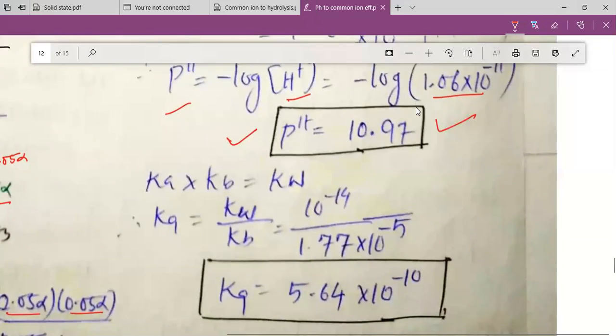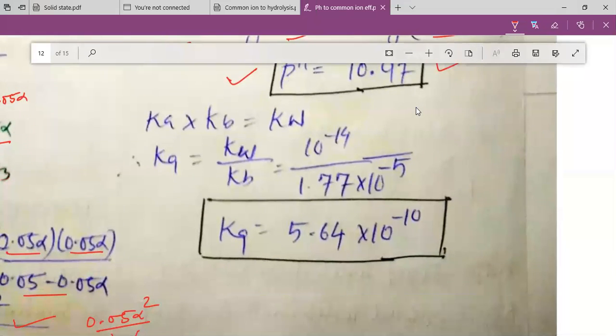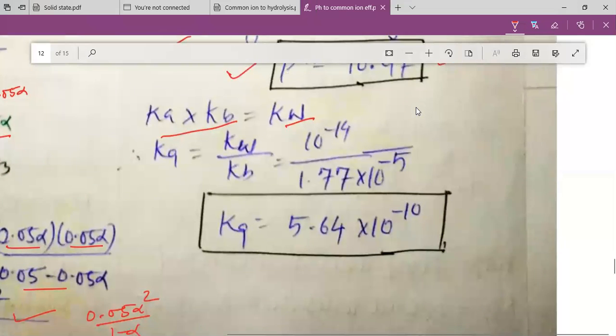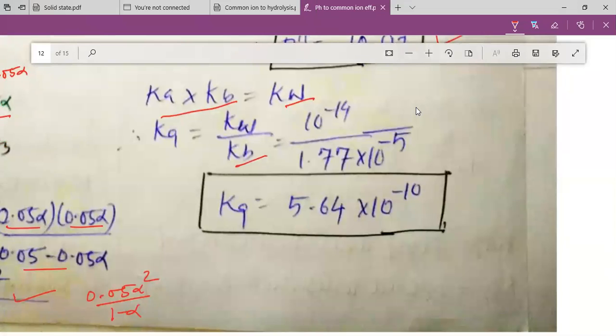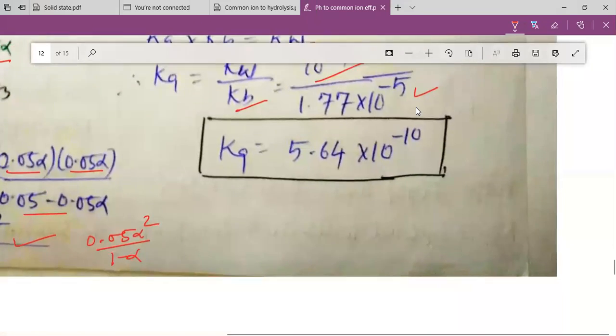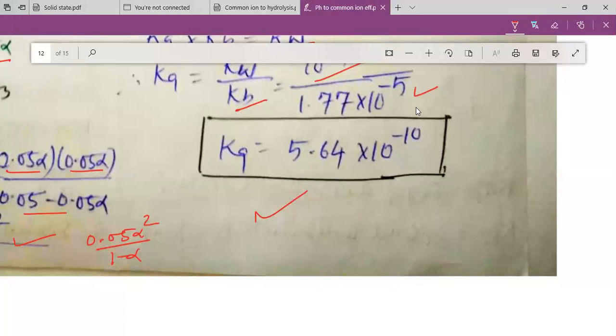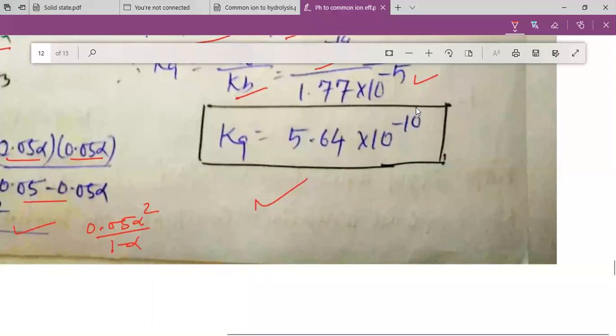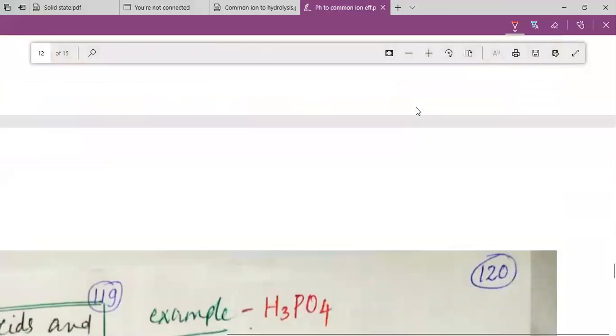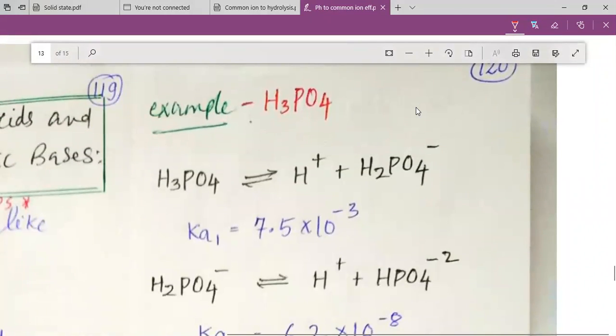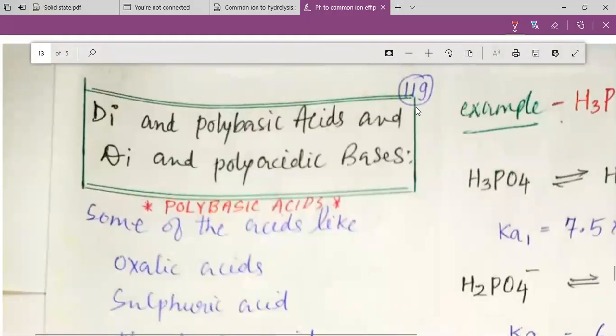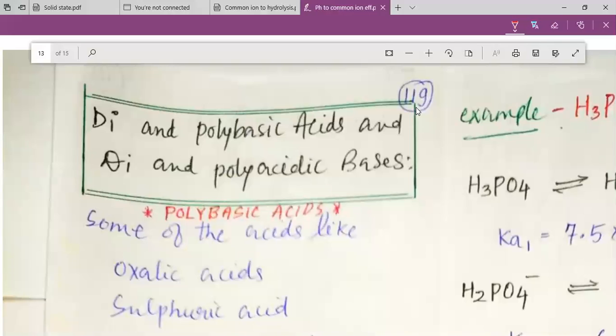So this is how, my dear student, we understand the value of pH. We are well aware that Ka multiplied by Kb is equal to Kw, and therefore Ka is equal to Kw divided by Kb. For Kw, we have the value 10 to the power minus 14. For Kb, now we can write 1.77 into 10 to the power minus 5, which gives us the value of Ka, that is equal to 5.64 multiplied by 10 to the power minus 10. So this is how, my dear students, we truly understand the theory with one example.